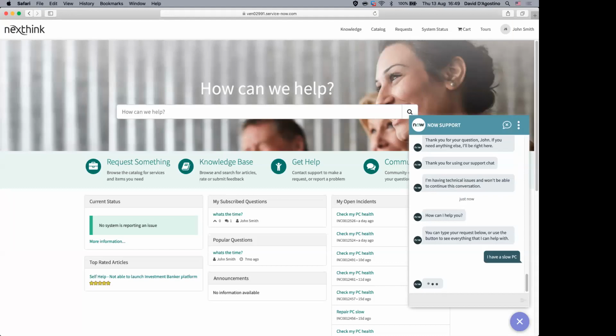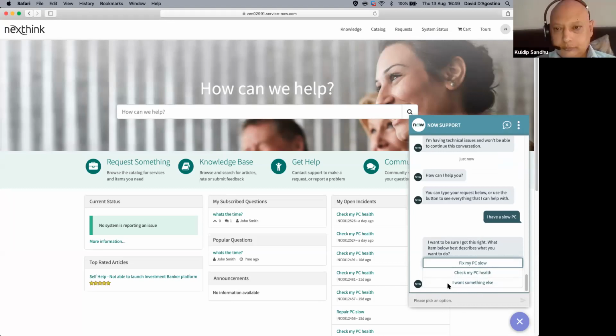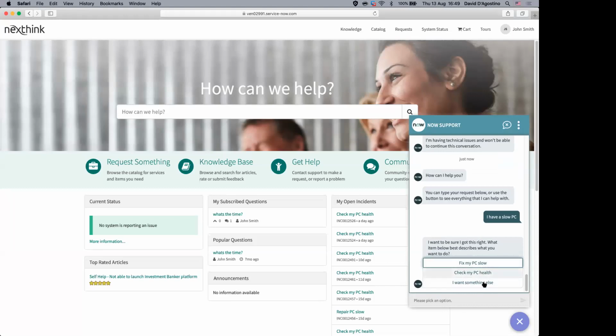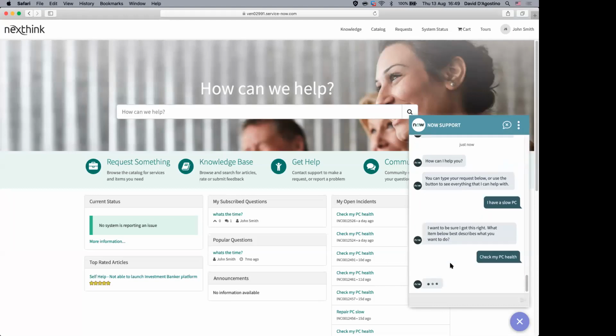It doesn't have to be the ServiceNow virtual agent. It can be pretty much any chatbot technology you've got. It's asking for some validation of exactly what it is. I'm saying, well, my PC seems to be wheezing a bit. Tell me what my PC health is.